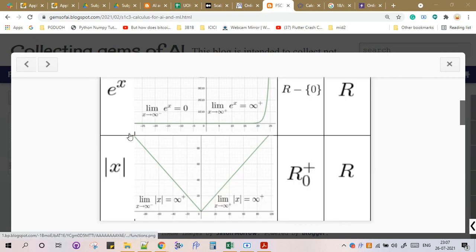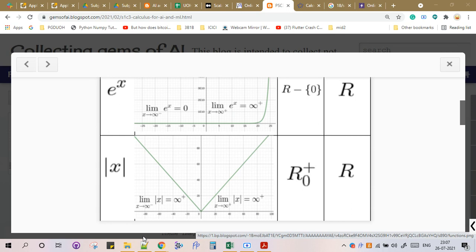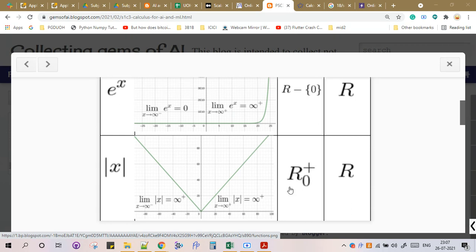Okay, let me remove that. Last but not least, mod x. Mod x is defined and has this V kind of shape. What is the domain? You can give any value: plus, minus, or 0. It will give you all the positive values, and if you give 0, it will give you 0. So the range is all the positive values plus 0, no negative values, because we are taking the mod, so negative becomes positive.